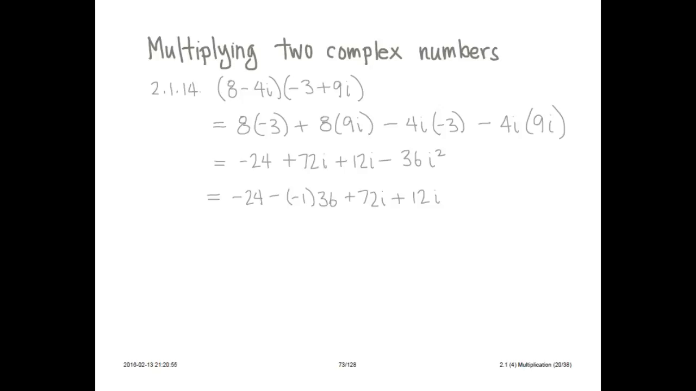Well, now I've rearranged things so that I have all of the real components on the left and the imaginary components on the right. That's in preparation for the standard form after I simplify this. Plus 36, and then you see also our final result. And we can do this in the calculator. Darn good thing.